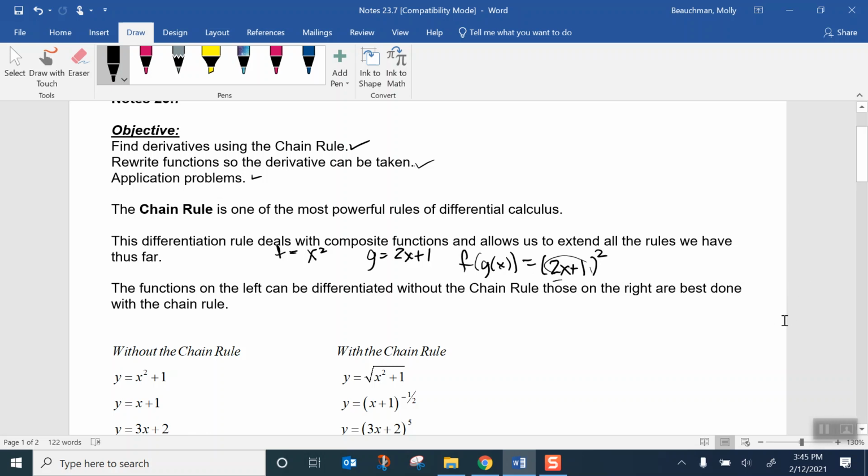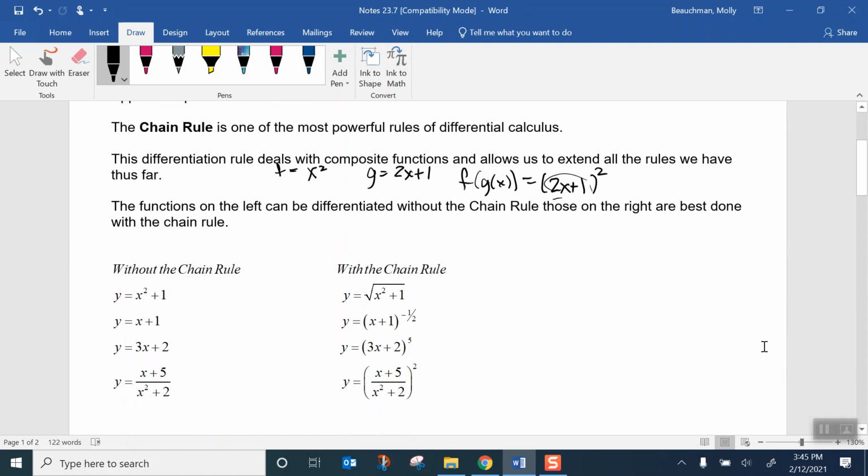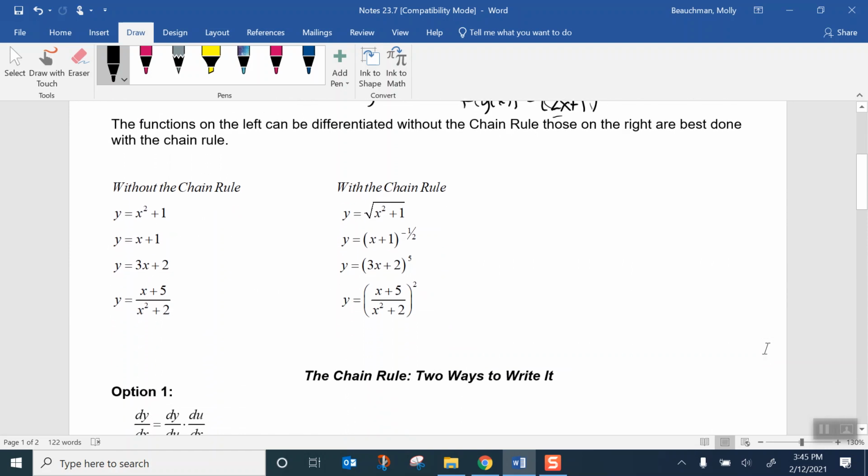So let's take a look at types of functions that can be differentiated without the chain rule and those that should be done with the chain rule. So without the chain rule, notice the expressions that we have. y equals x squared plus 1 is a polynomial. y equals x plus 1 is a polynomial. 3x plus 2 is a polynomial. And then y equals (x plus 5) over (x squared plus 2) is one that we can do with the quotient rule.